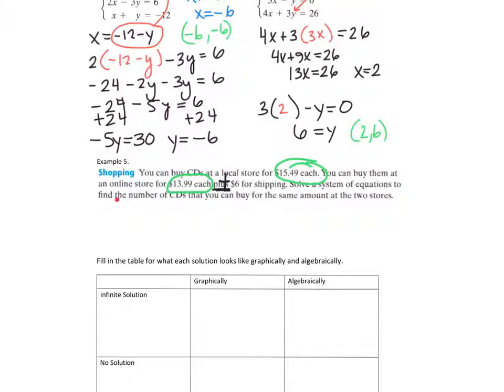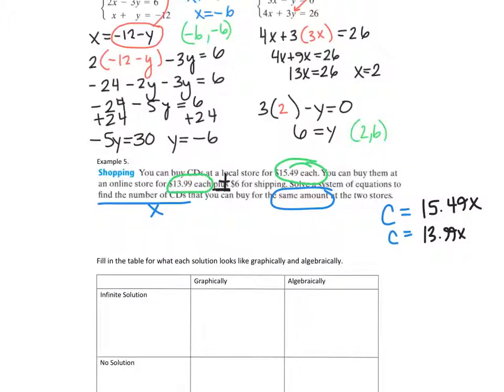Find the number of CDs. Whenever I'm asked to find something, that's going to be my variable. So the number of CDs is going to be x that you can buy for the same amount at the two stores. So I'm going to write an equation for the cost of each store. One is an online store and one is a local store. The local store is $15.49 each, so $15.49x. The other store is $13.99 each plus $6 in shipping.